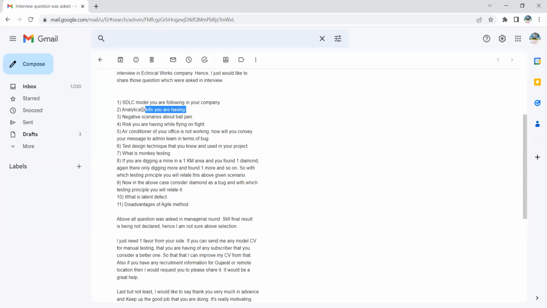Analytical skills you have. Now, what kind of analytical skills do you have? You can explain any scenario, any defect that you have caught, and how you analyzed it. As a tester, finding a defect is one aspect, but the second aspect is how you analyze that particular defect, whether it reproduces only in this kind of scenario. If it's a corner case, then it cannot be caught in every scenario. Such things you have to explain.